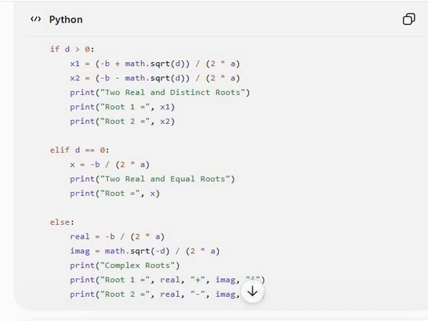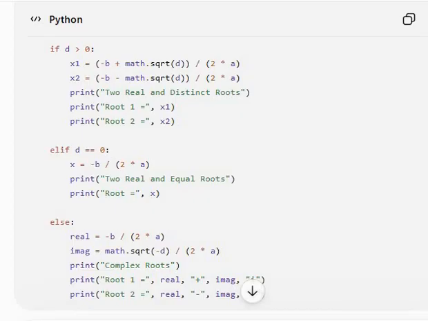If D is 0, both the roots are real and equal, so X is equal to minus B by 2A. We don't need X1, X2 here because X1 and X2 are the same. To avoid confusion, you write X1 is equal to minus B by 2A, X2 is equal to minus B by 2A, print root 1 X1, print root 2 X2. So if you have any confusion.